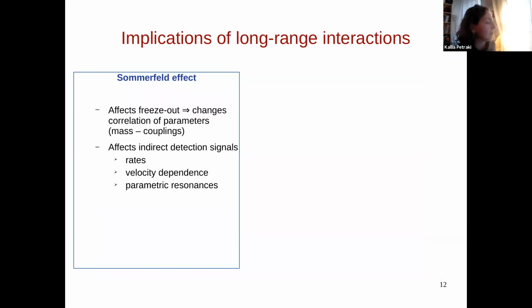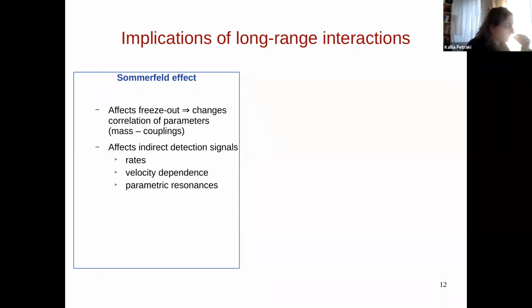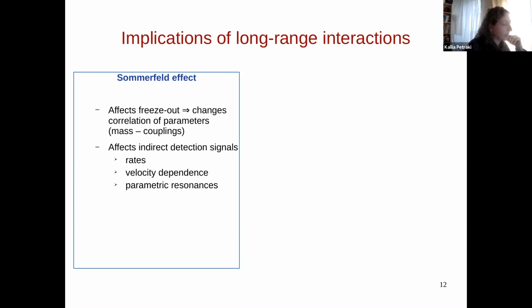Now, more precisely, what is the matter with the Sommerfeld effect and bound states? Well, the Sommerfeld effect, as I said, affects all of the interaction cross-sections, and therefore it affects dark matter annihilation in the early universe. It affects dark matter freeze-out, and this means it changes the correlation of parameters that give the observed density, and of course this changes the experimental signatures. And also the same effect is important for indirect detection signals. It changes the predicted rates. It gives rise to a velocity dependence of the annihilation cross-section, and also it gives rise to resonant effects.